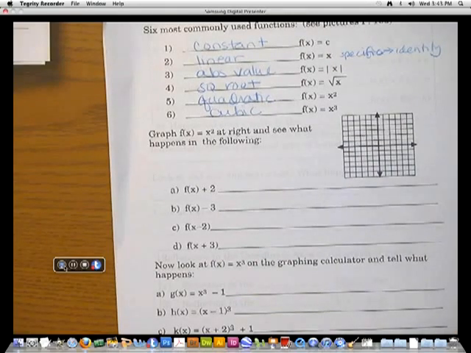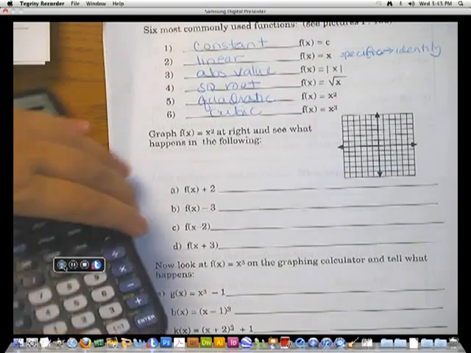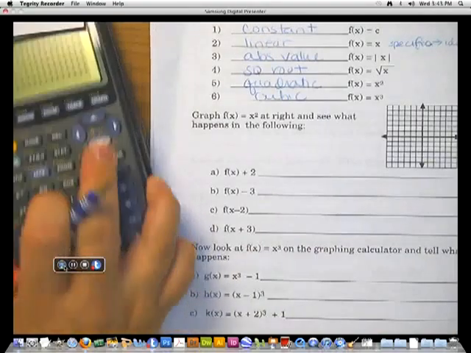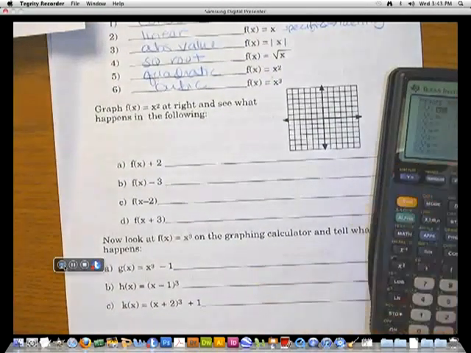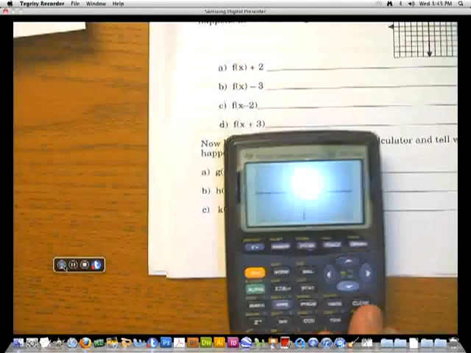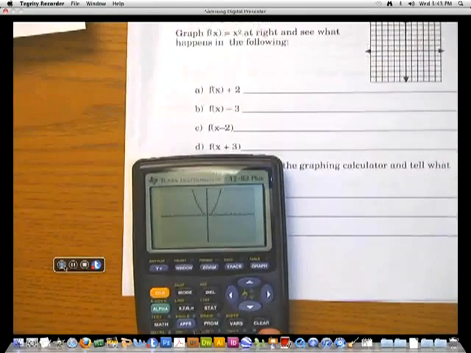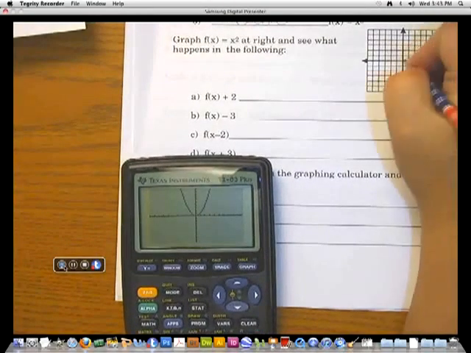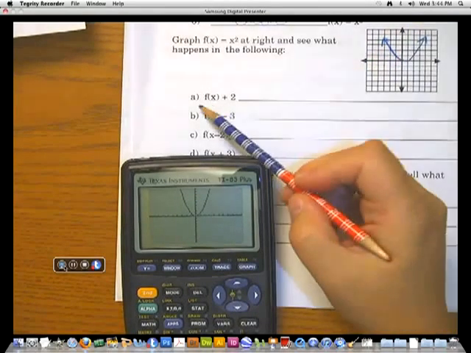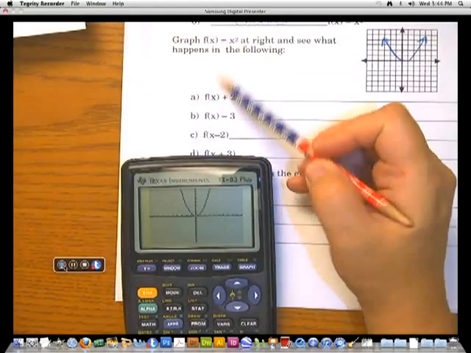So here we have graph of f of x equals x squared at the right, and see what happens if we do these things added and subtracted to them. Alright, so first of all, you want to see what is y equals x squared. We can use our calculator, y equals x squared. And we should be very familiar with a general parabola, y equals x squared. Something like that.